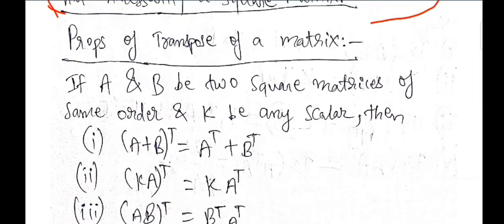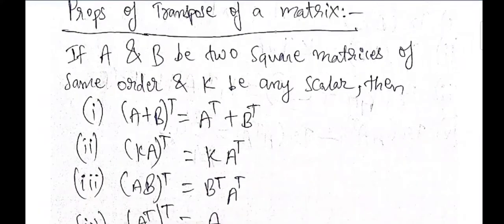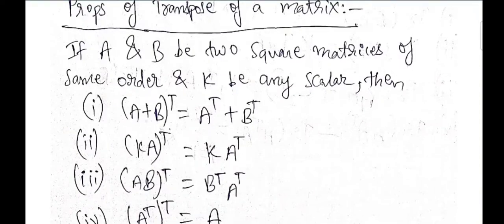So what are the properties of transpose of a matrix? Let A and B be two square matrices of same order, K be any scalar. Then what will happen? When we take the transpose of A plus B, when we add two matrices and take its transpose, clearly what we get is A transpose plus B transpose. That is again a kind of distributivity kind of thing.